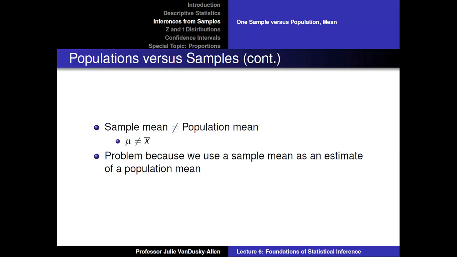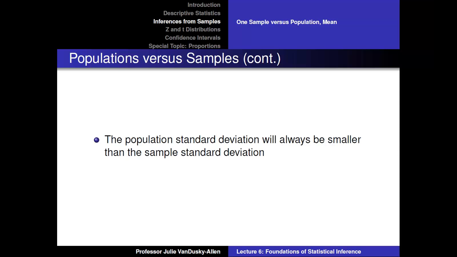So, once again, sample means often do not equal population means. This is a problem since we use sample means to make conclusions about population means. This is also a problem for estimating the standard deviation of a variable. The population standard deviation will always be smaller than the sample standard deviation.